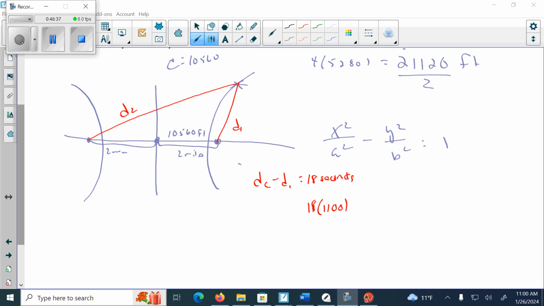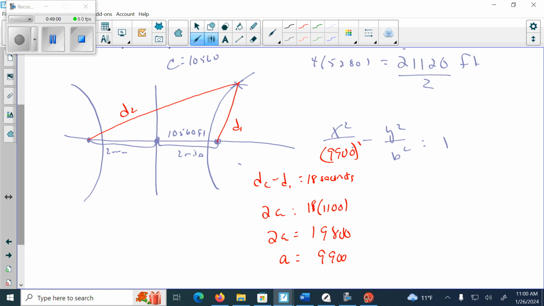So remember, this D2 minus D1 is 2a. So 2a is going to equal that 18 times 1,100. So 2a is going to equal 19,800, which means a is going to equal 9,900. So this is going to be 9,900 squared.